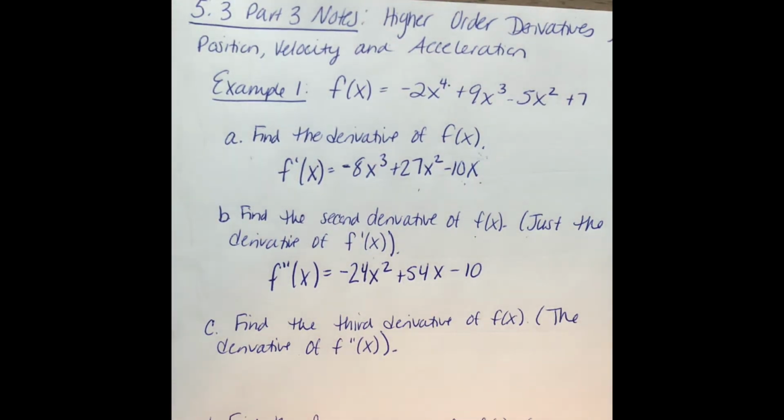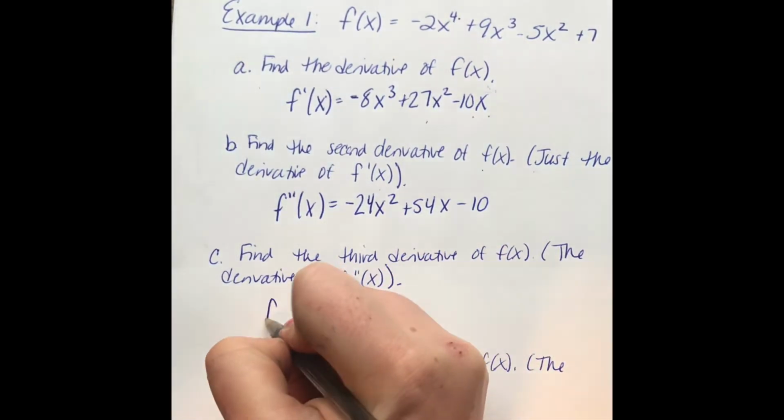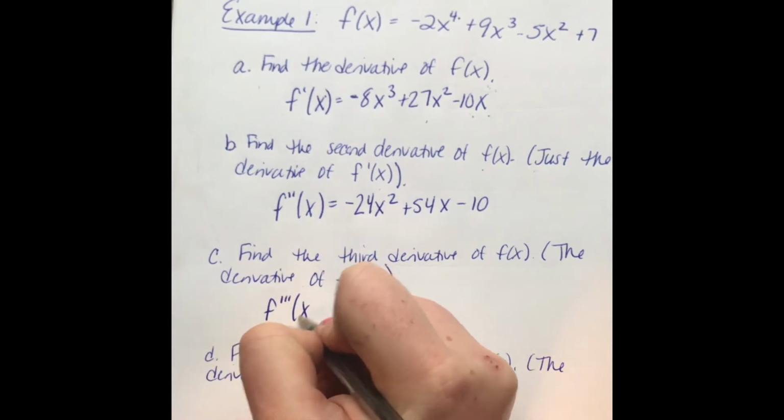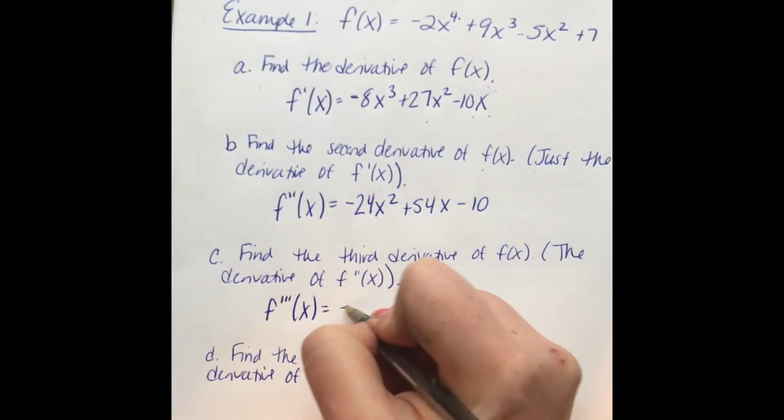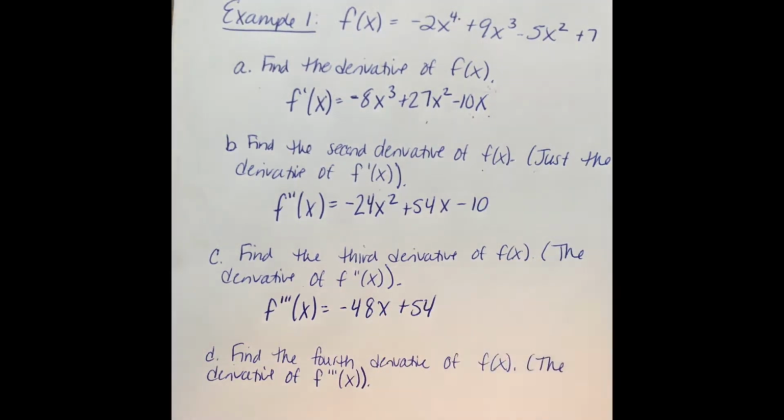Awesome, and this process continues all the way until the nth derivative, so you could keep doing this as many times as you wanted to. Part C, the third derivative of f of x, which again is the derivative of f double prime of x, so f triple prime of x is equal to negative 48x plus 54.